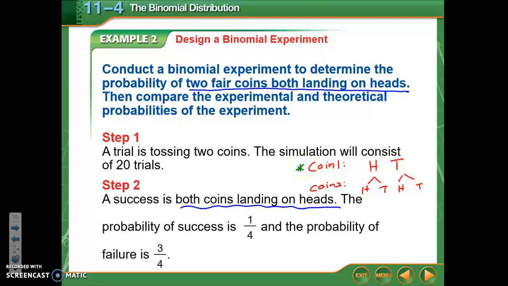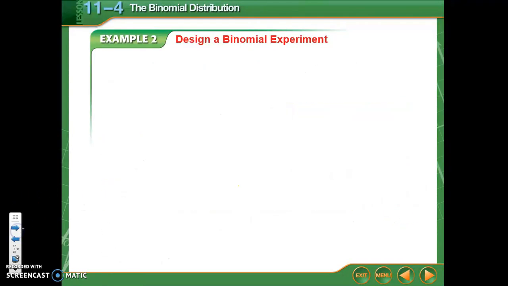I have my first coin. If I toss it, I can either get heads or tails. Then I have my second coin. If my first coin is heads, my second coin could be heads or tails. If my first coin was tails, my second coin could be heads or tails. There's only one situation where I get heads and heads out of 1, 2, 3, 4 possible combos, right? I can have heads-heads, heads-tails, tails-heads, tails-tails. Out of those 4, there's only one that counts as success.